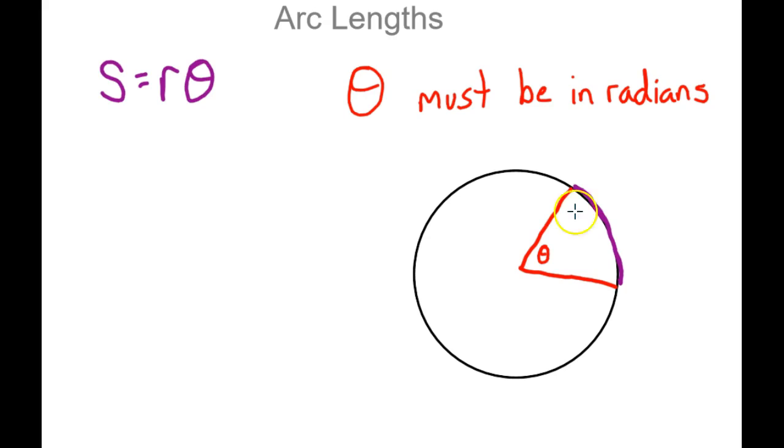So to see what the arc length is, if we look at a circle, if we have a radius and our angle theta between those two radii, the arc length is the portion on the outside of the circle that is contained within those two radii. So this would be our arc length.